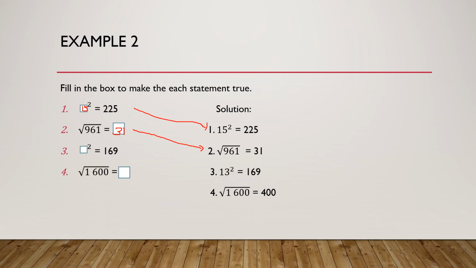Next. Number 3. 169. So, ano yung missing dito? We know that 13 square is 169. So, ang sagot dito ay 13. And, for 1,600, the square root of 1,600 is equals to 40. Okay? Yan po yun.